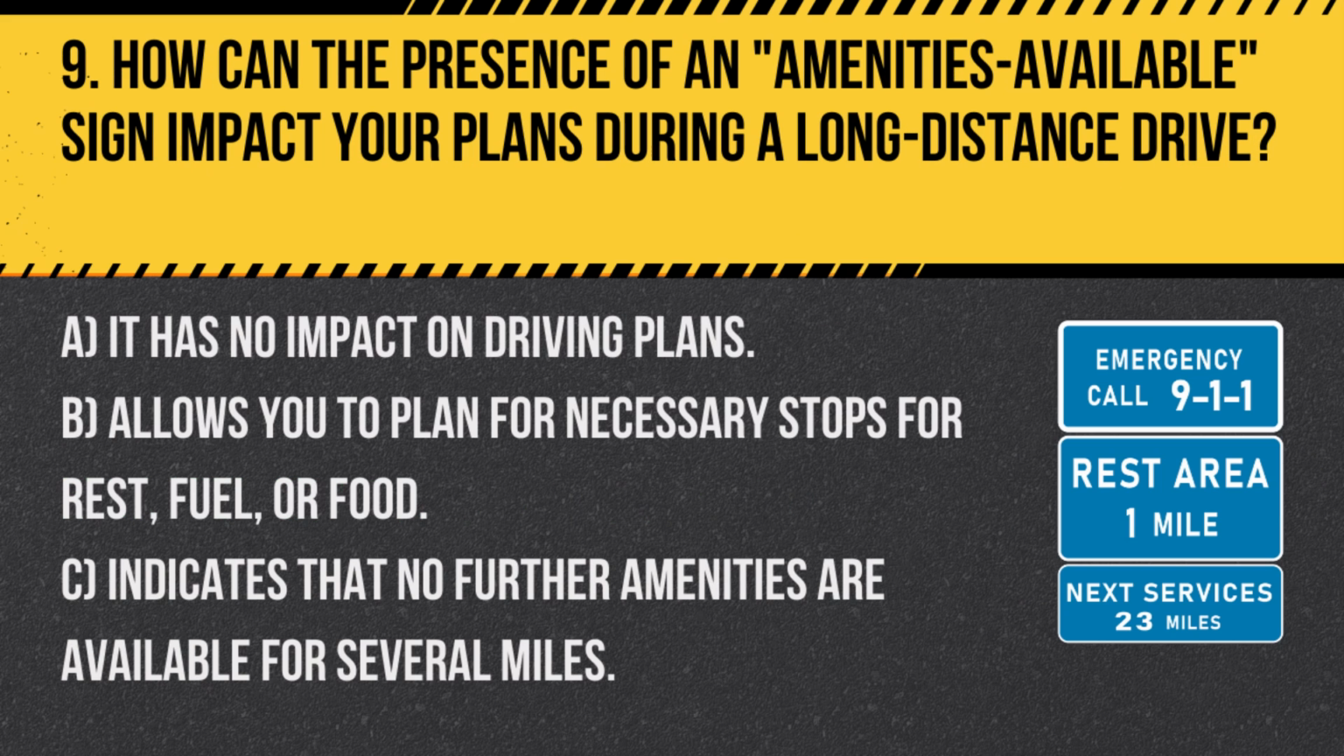Question 9. How can the presence of an amenities available sign impact your plans during a long-distance drive? A. It has no impact on driving plans. B. Allows you to plan for necessary stops for rest, fuel, or food. C. Indicates that no further amenities are available for several miles.